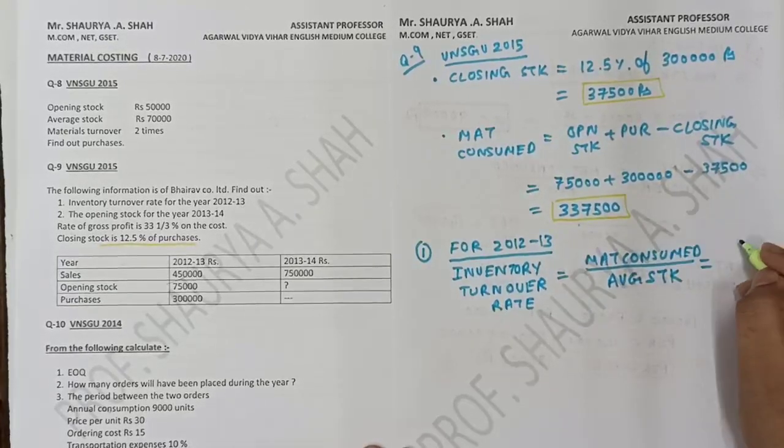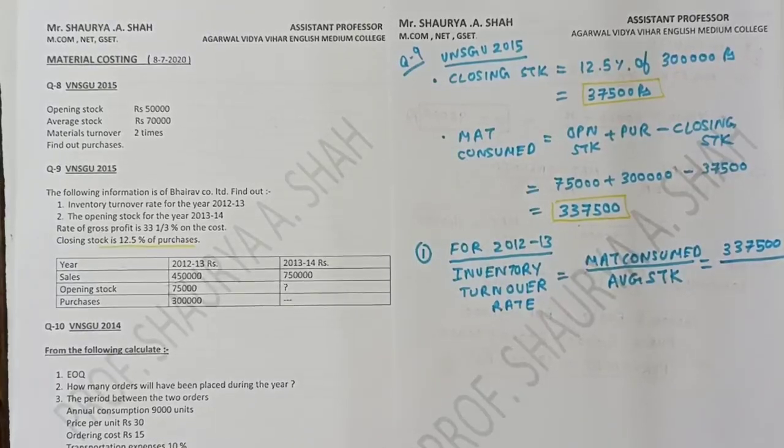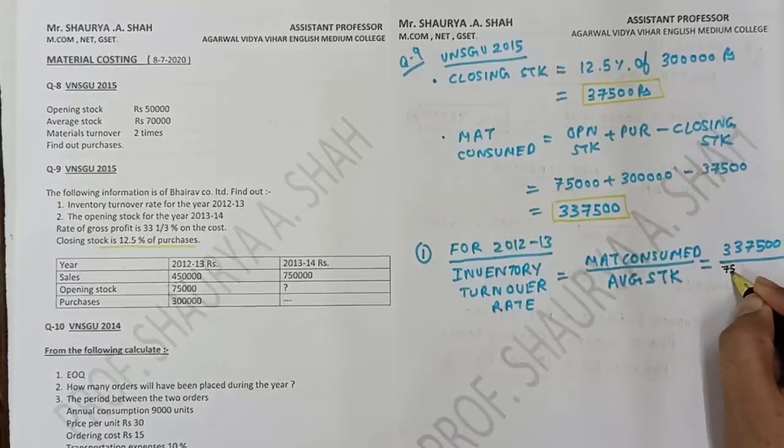Material consumed, you have found out 3,37,500 divided by, you need to find out the average stock, right? Now what do you mean by average stock? Average stock is opening stock plus closing stock divided by 2, right? So you can again separately find it out, or otherwise you can directly write down in the denominator. For your information, I'll be just writing down in the denominator only, right? So what is your opening stock? Opening stock is 75,000 plus closing stock is 37,500 divided by 2. Remember students, this is divided by 2, not whole, right?